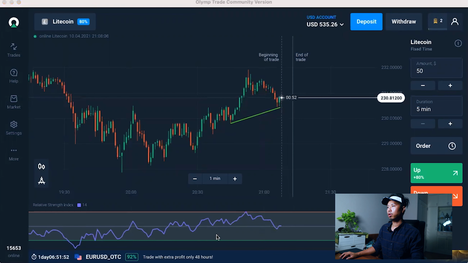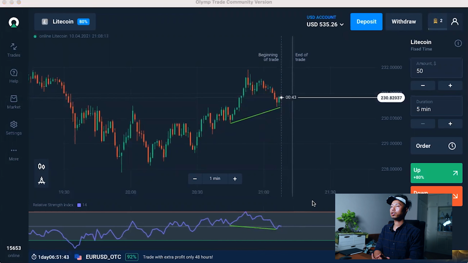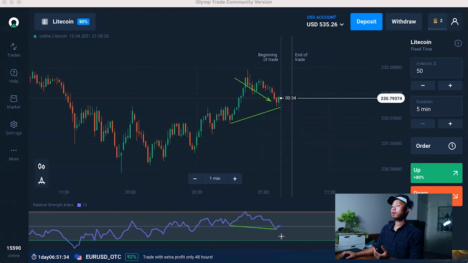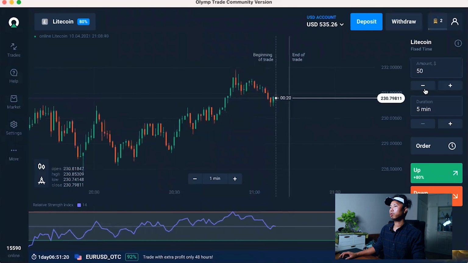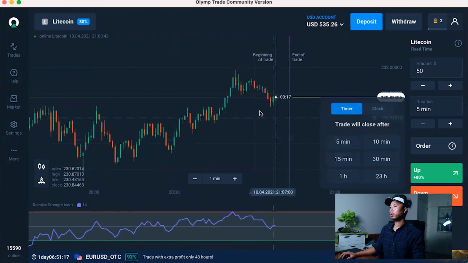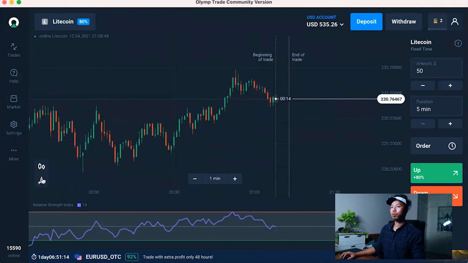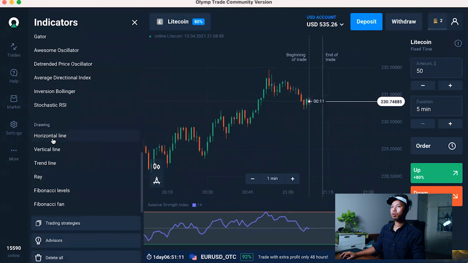From here to there, and from here to there. So you see these two running in different directions. One is going up and one is going down. This one showing an up, and this one showing a down. So when these two are running in different directions, we call that divergence. Okay, we got one divergence. Let's trade on this one after this one ends. Actually, we should trade on 1 minute, but they give me 5 minutes. That's fine.